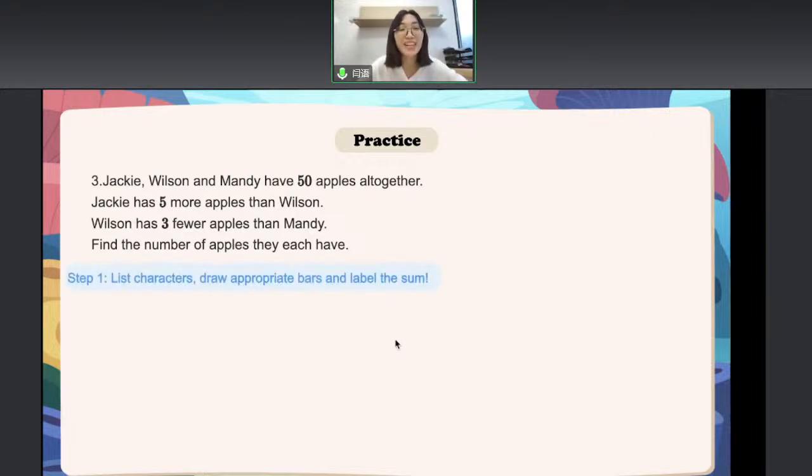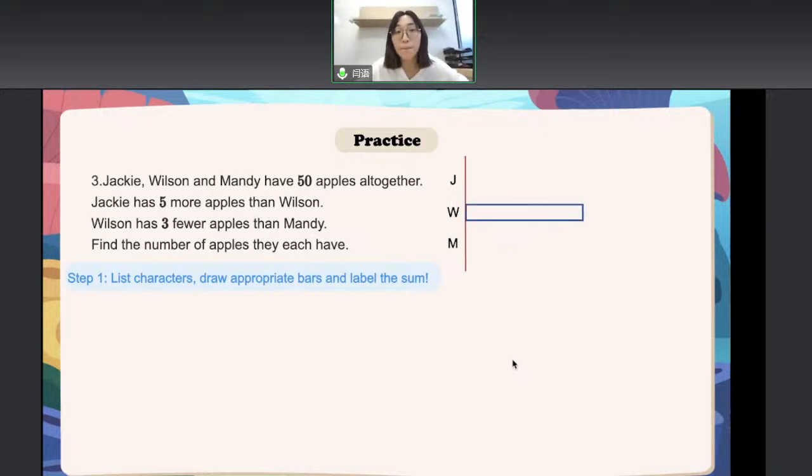Step 1. Try to list the characters, draw appropriate bars, and label the sum. Firstly, we have 3 people. You just write down the capital letter. Here, actually, usually I put a straight line to remind myself that for all the models, they must start from the same line. Later, I will show you more.